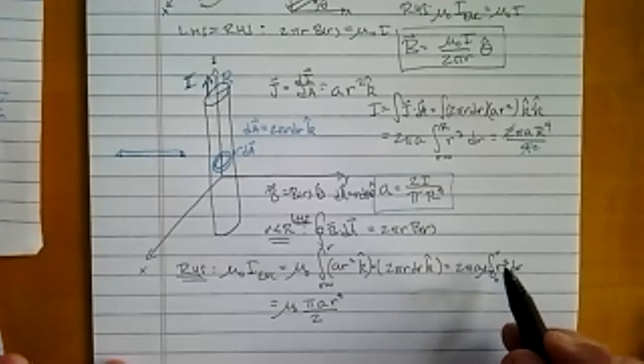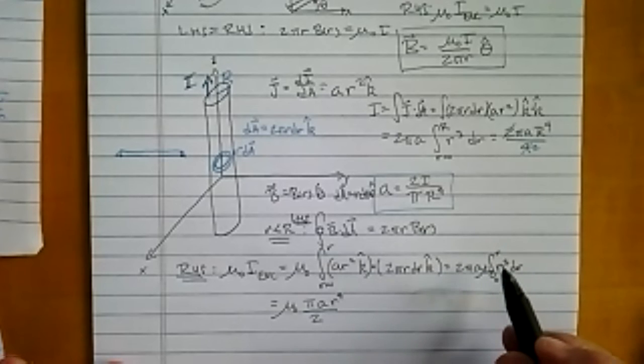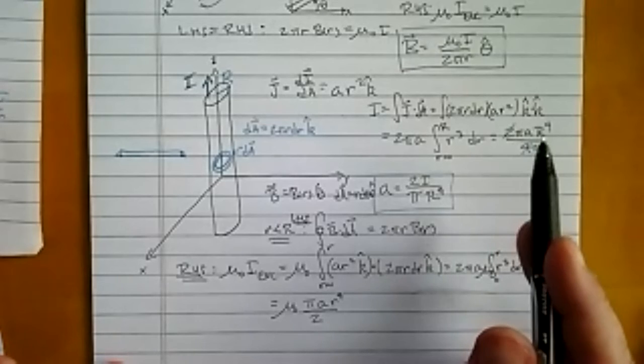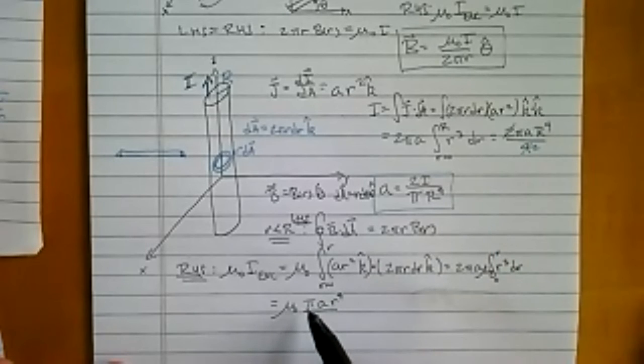The only thing that doesn't come out of the integral is the r cubed and the dr. So I get 2 pi a mu 0 integral from 0 to little r now of r cubed dr. And that result gives me the exact same thing I got up here, except instead of a big R, it's going to have a little r. So I got mu 0 pi a over 2 r to the 4th.